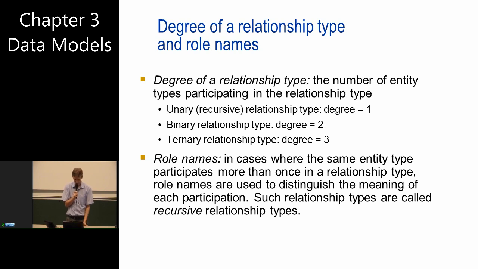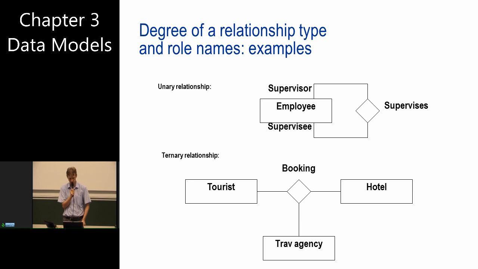In case the same entity type participates more than one time in a relationship type, this is a typical example of a recursive relationship type. You have the same entity type, employee, which is going to participate more than once. Then it makes sense to use role names. Role names are used to distinguish the meaning of each participation and help you to interpret the recursive relationship type.